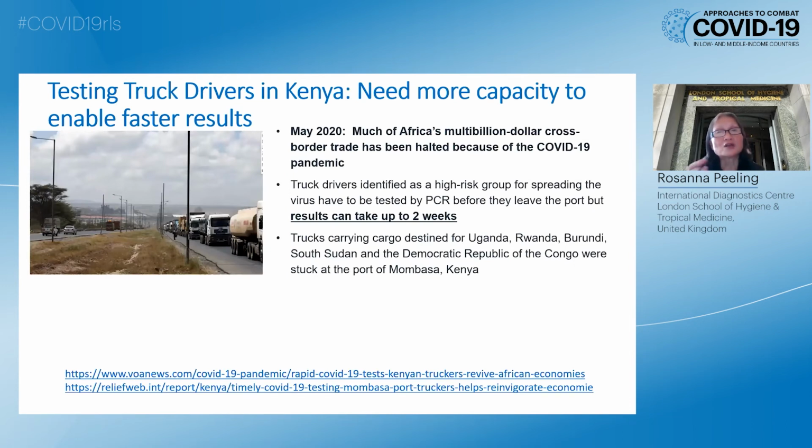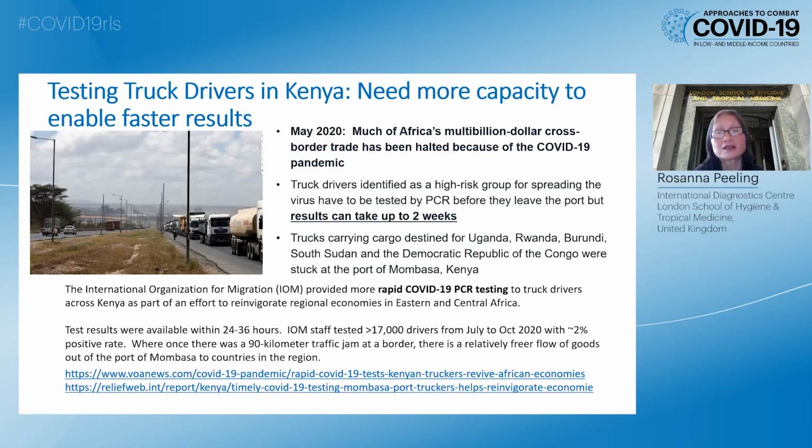Now, it's not only that case detection is a problem when you don't have molecular testing capacity. In May of 2020, much of Africa's multi-billion-dollar cross-border trade was halted because of the COVID-19 pandemic. The government of Kenya decided that truck drivers are a high-risk group and need to be tested by PCR before they could leave the port to carry cargo to different parts of Africa. But the results can take up to 2 weeks. And that resulted in a 90-kilometer traffic jam at the port of Mombasa in Kenya.